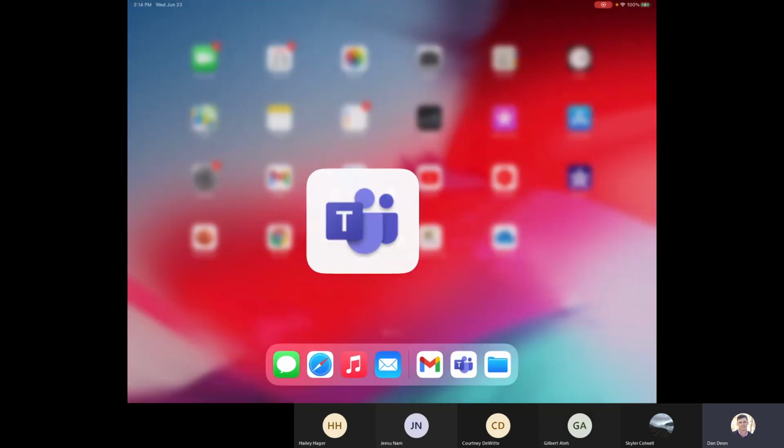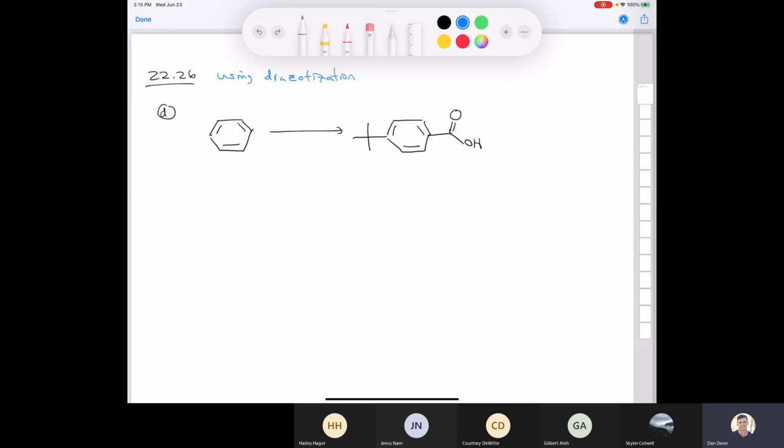Right, so going back to this question, 22.26D. Since we're just talking about diazotization in this section of chapter 22, I want to try to solve this problem by using diazotization chemistry, so using an aryl diazonium ion.